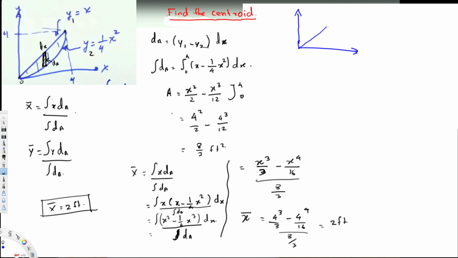The diagram is going to be exactly like this, but in this case when I find y bar, I have to take this distance. So it's going to be something like this. This is going to be dy, and the area of this strip is going to be dA.